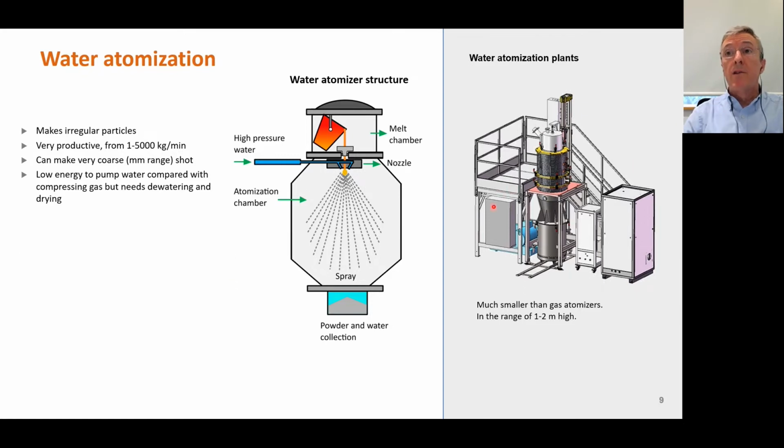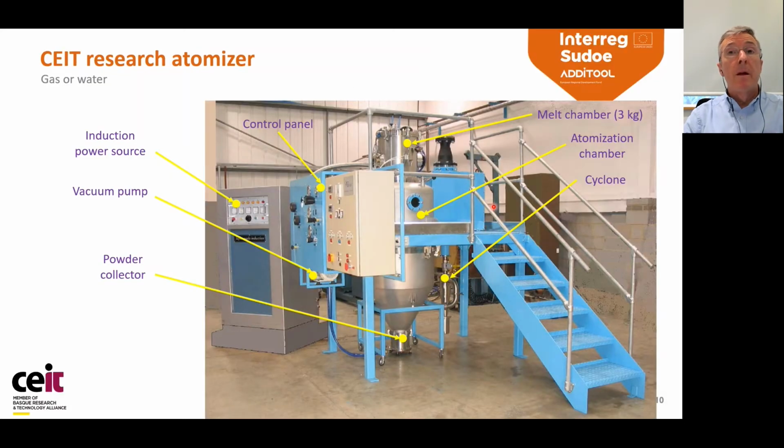Water atomization plants are much more compact than gas atomization. To give you an idea, this is the ADDITOOL research atomizer, our own lab scale atomizer. This is what it looks like. We have the melt chamber here for melting about 3 kilograms of metal. You have the atomization chamber, which is quite small in this case. We have a cyclone here and a collector at the bottom. We have a vacuum pump and the induction power source.